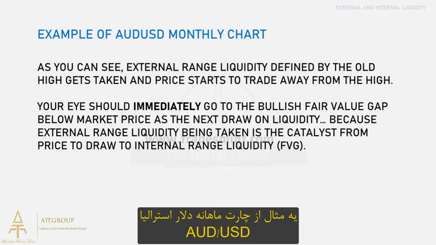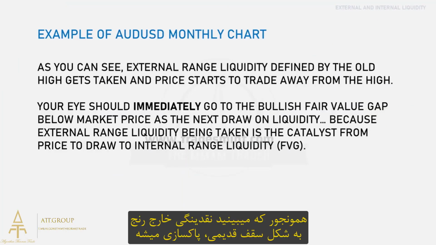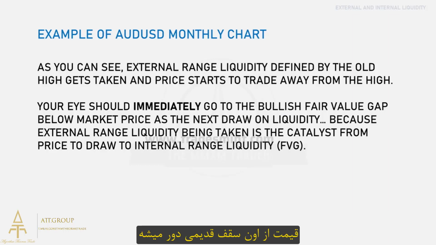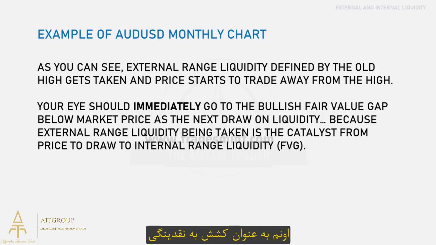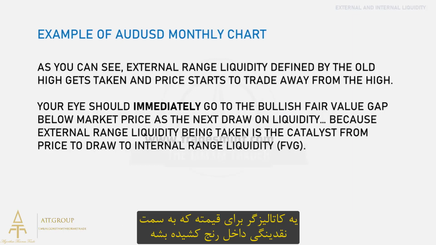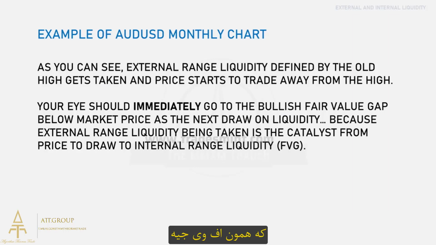Example of AUD, using the monthly chart. As you can see, external range liquidity defined by the old high gets taken and price starts to trade away from the high. So your eye should immediately go to that bullish fair value gap below market price as the next drawn liquidity, because external range liquidity being taken is the catalyst for price to draw to internal range liquidity, which is that fair value gap.